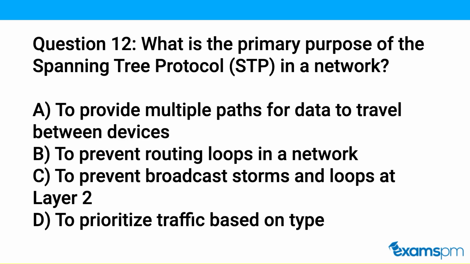Question 12. What is the primary purpose of the Spanning Tree Protocol (STP) in a network? A. To provide multiple paths for data to travel between devices. B. To prevent routing loops in a network. C. To prevent broadcast storms and loops at layer 2. D. To prioritize traffic based on type.